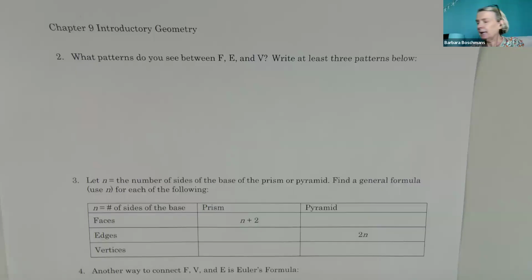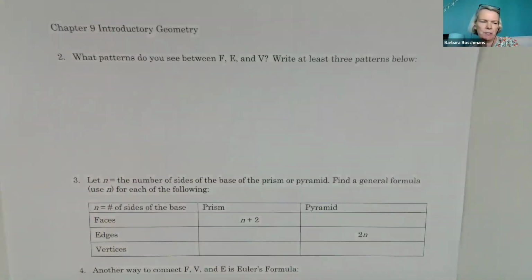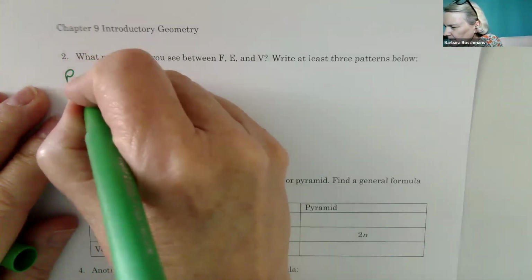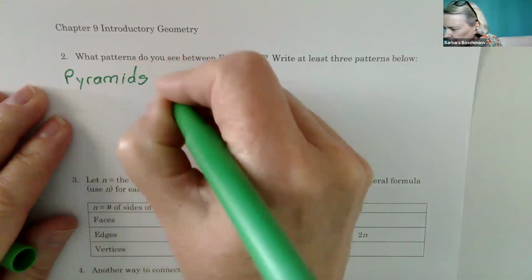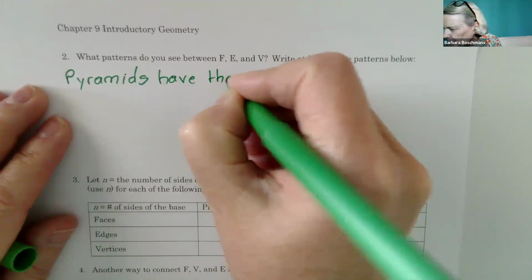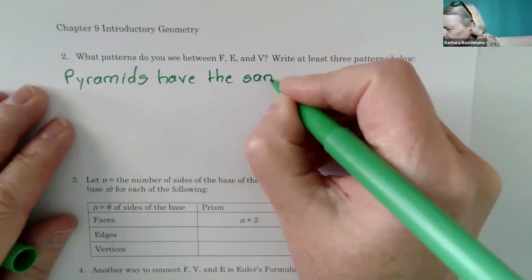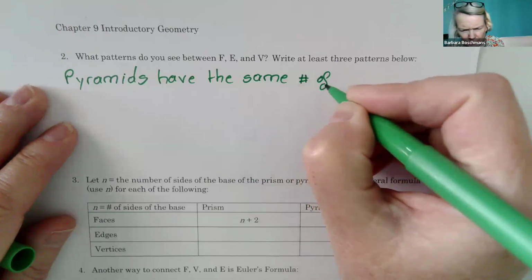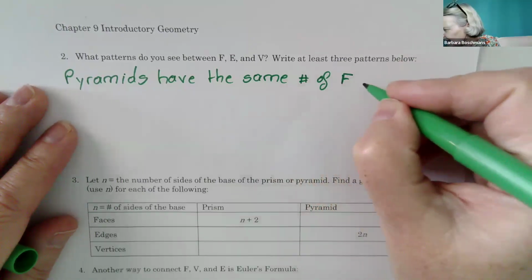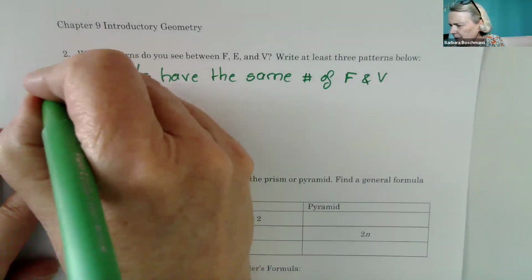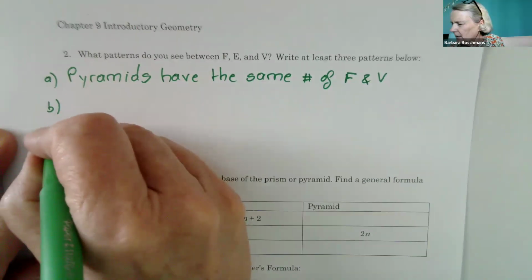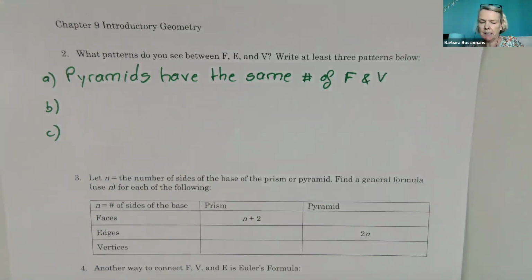Okay, so after you have filled out your table, you want to look for patterns between faces, edges, and vertices. A popular one is that for pyramids, it looks like the number of faces and number of vertices are the same. What did we say? Faces and vertices. Like this could be my first one. Why don't you write 2 more? These are your patterns, things that you see in the table. Could be prisms, could be pyramids, could be both.